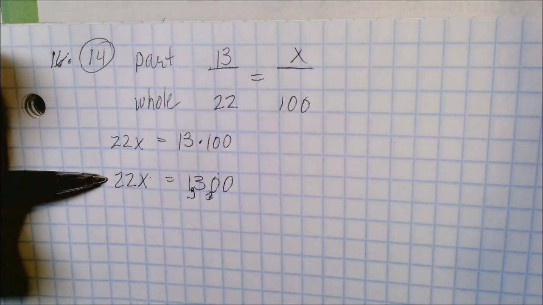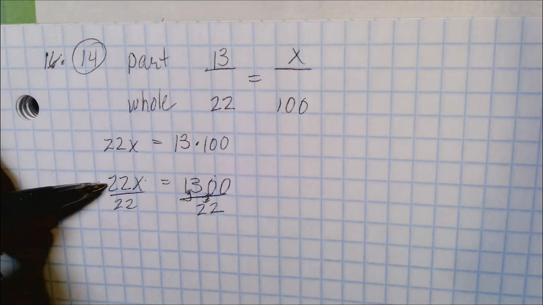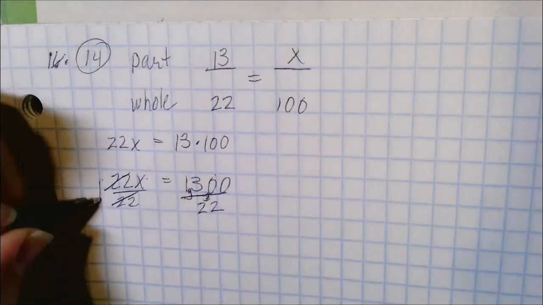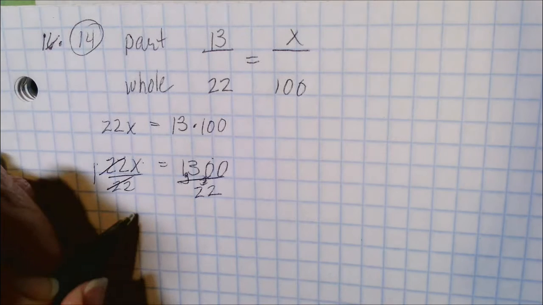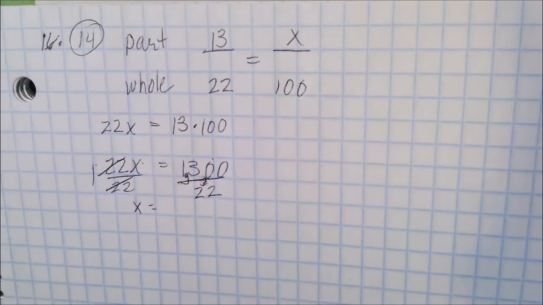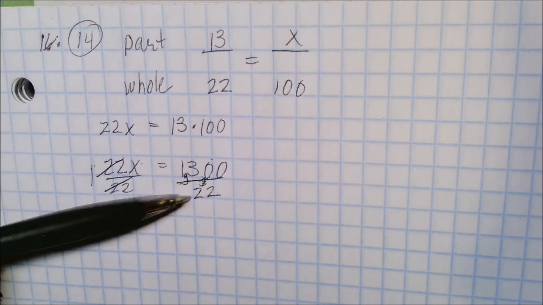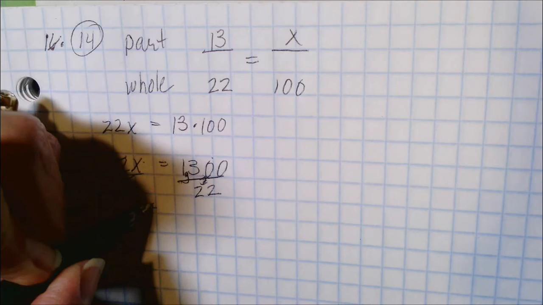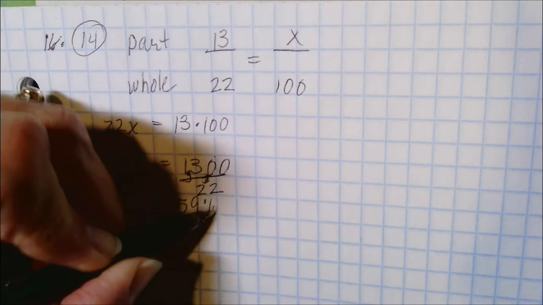To isolate the x, I want to divide both sides by 22. My 22's will cancel. 22 divided by 22 is 1. So I have 1 times x, which is simply x left. When I do the division, I find that I have a decimal. So I'm going to round to my nearest whole percent on this one. And I'm going to get approximately 59%.